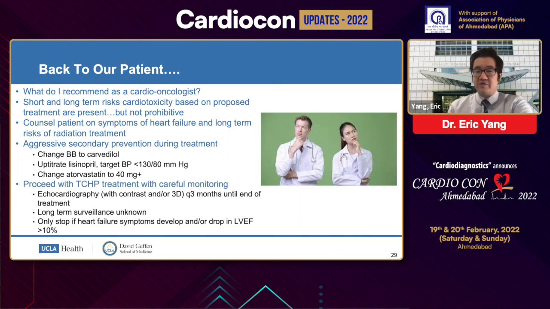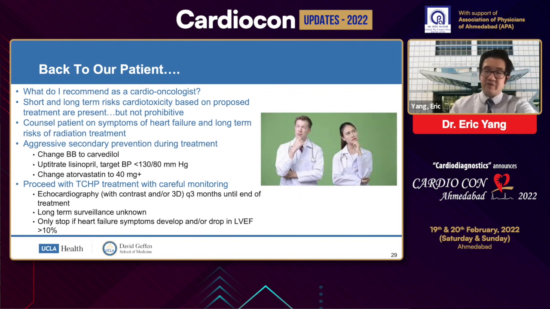And going to the big question of whether TCHP should be done, my answer is yes. Obviously you would need very careful monitoring, doing echocardiography with the highest quality you have available, with image modalities available at your institution, including that with contrast or with 3D, every 3 months until the end of treatment. The long-term surveillance of this, unfortunately, is unknown with anti-HER2 alone. It is reasonable to perhaps repeat imaging in the future, but long-term isolated LV dysfunction with anti-HER2 therapy by itself without anthracyclines is likely unlikely.